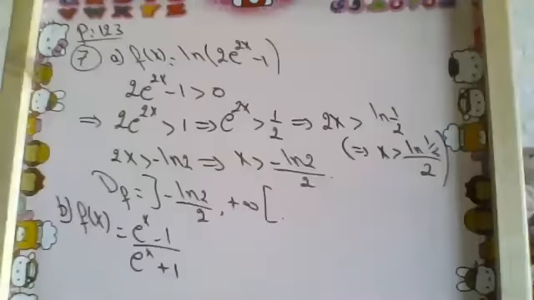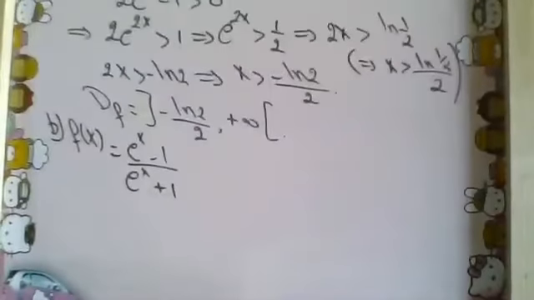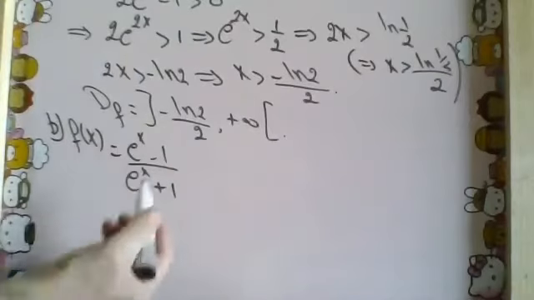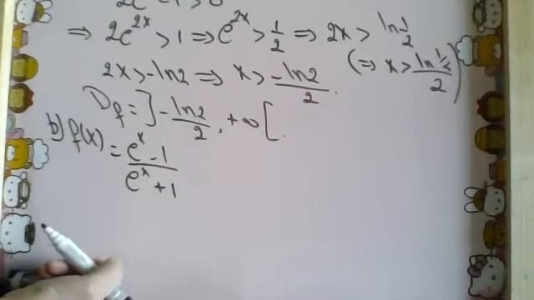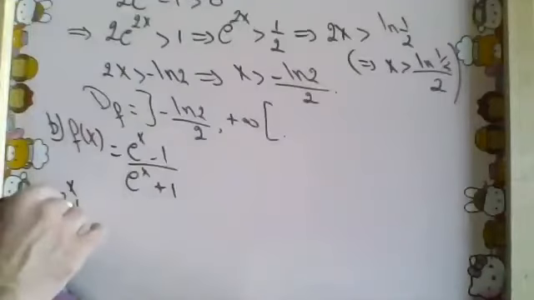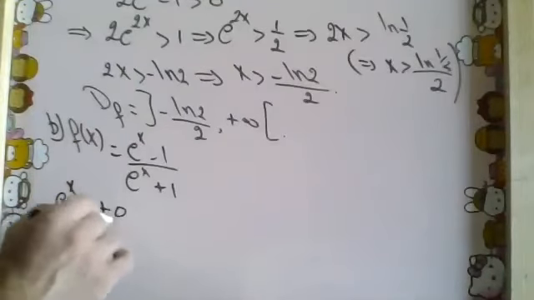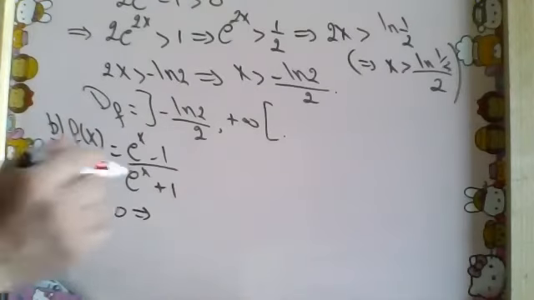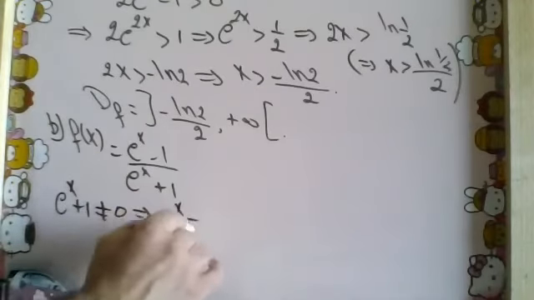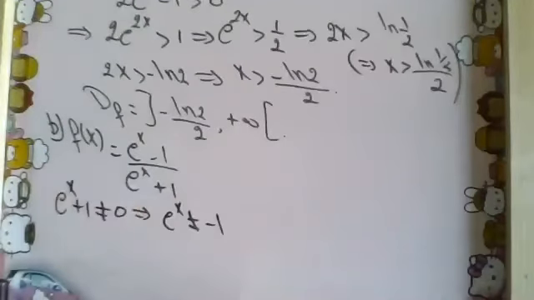First, we set the denominator equal to 0, or rather different than 0. Here the condition: we have a fraction, so the denominator should not be equal to 0. This is the only condition. So e power x plus 1 should not be equal to 0. That means e power x must not be equal to negative 1.